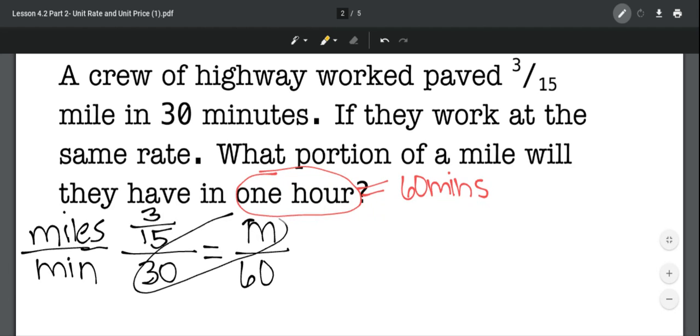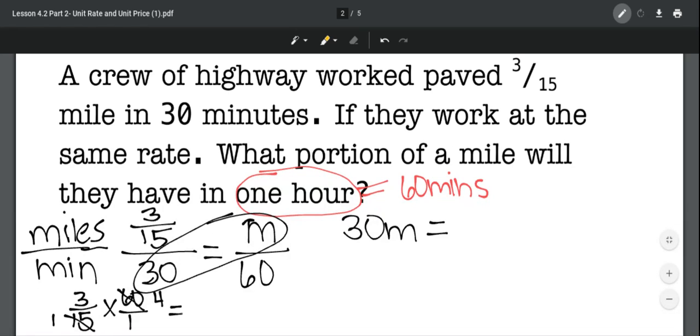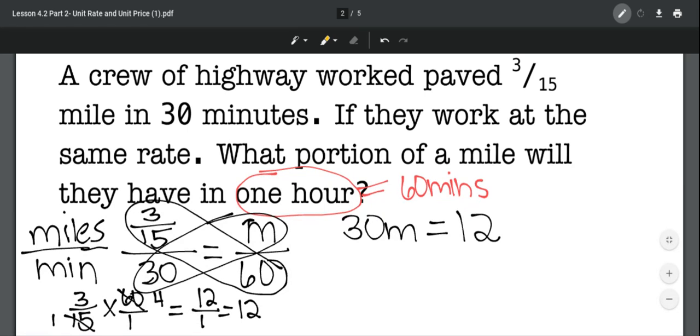When we cross multiply, we get 30m is equal to, let's do the 3/15 times 60 off to the side. Let's put 60 over 1. 15 will go into 15 one time, and it will go into 60 4 times. 3 times 4 will give me 12. 12 over 1 is equal to 12. Therefore, 3/15 times 60 gives us 12.